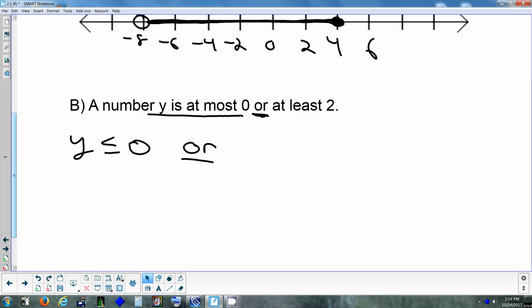Or, what does it mean if I said at least? Like if I said to you, you have to be at least 15 years old to ride the roller coaster. If you have to be at least 15, what symbol would that be? Yep. Greater than or equal to. So at least 2 means greater than or equal to 2.